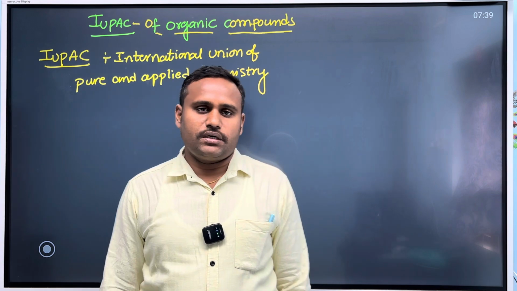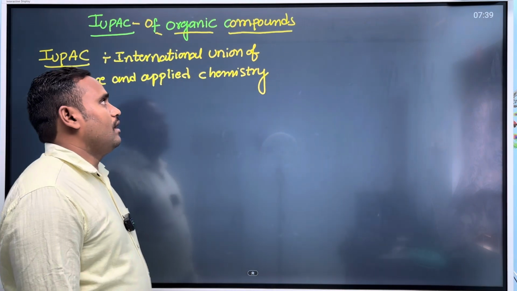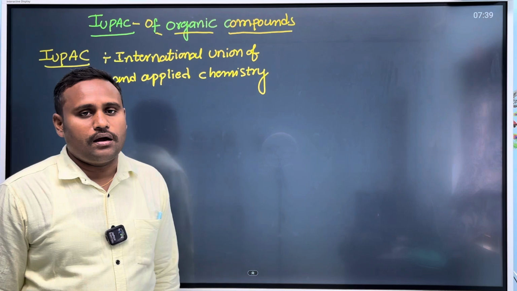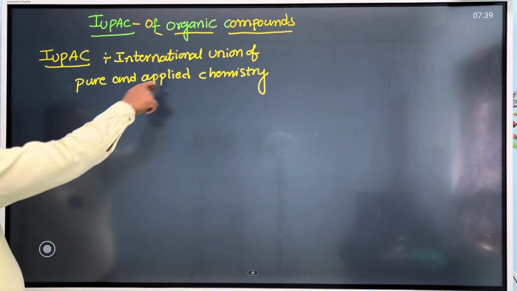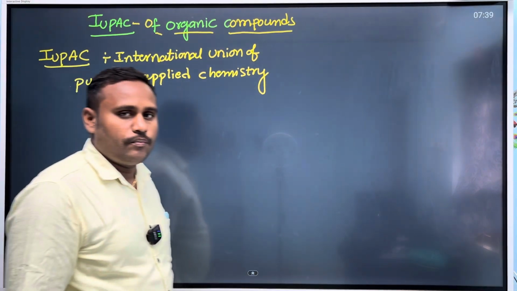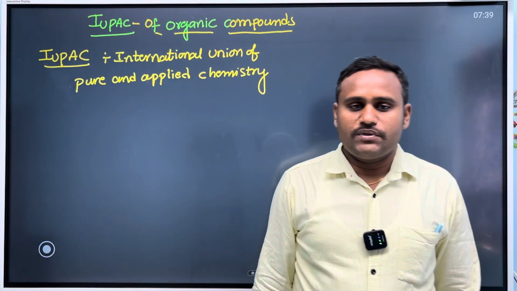So in this video lecture, I am going to explain about the IUPAC nomenclature of organic compounds. So here, what is the meaning of IUPAC? International Union of Pure and Applied Chemistry.